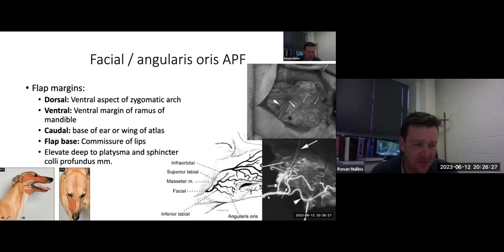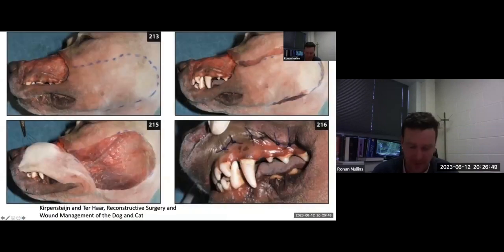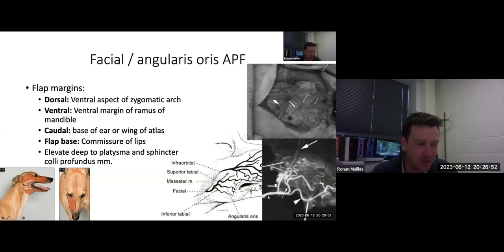And when we create this flap, it's important to know that the base of the flap is really the commissure of the lip. So the dorsal outline of the flap here runs along the ventral margin of the zygomatic arch. The ventral margin of the flap is basically contiguous with the ventral boundary of the mandible. In terms of the caudal aspect of the flap, what's recommended is the vertical ear canal, but in some reports, authors will go as far as the wing of the atlas, which is C1. Obviously, the longer you make it, the greater the risk of distal flap necrosis.